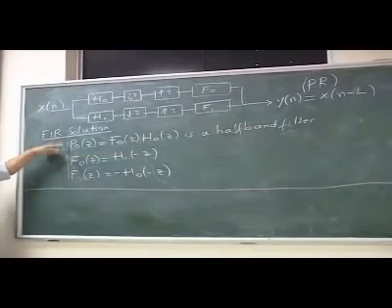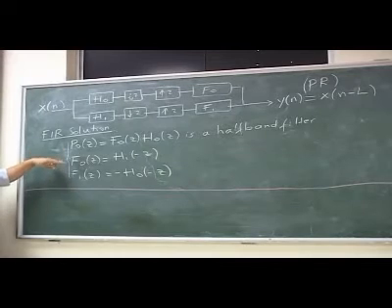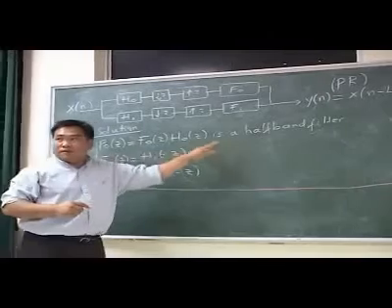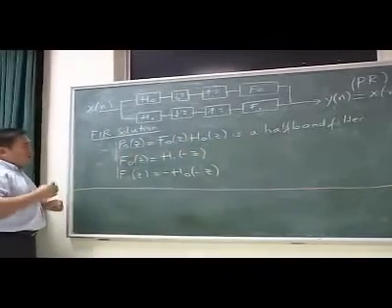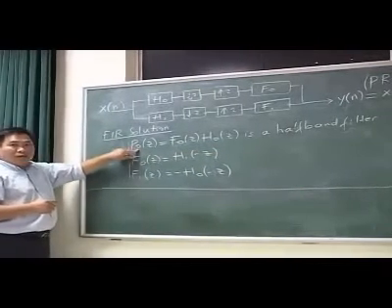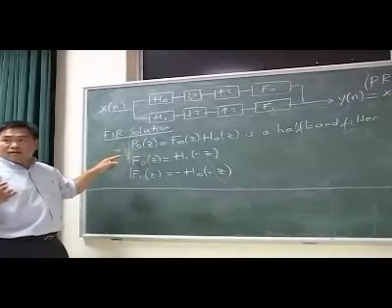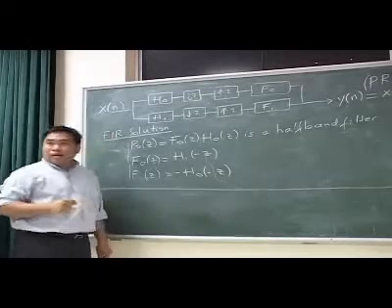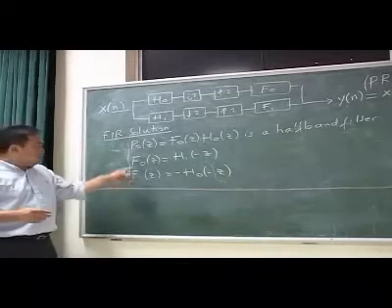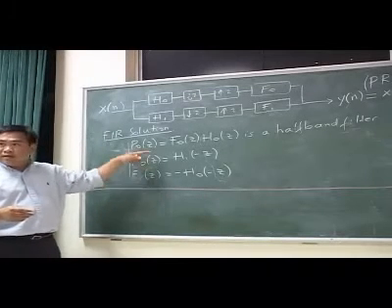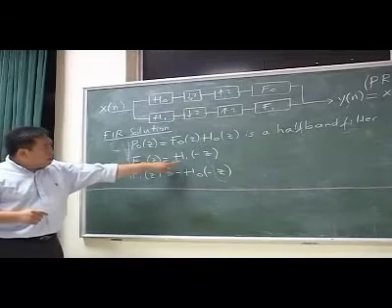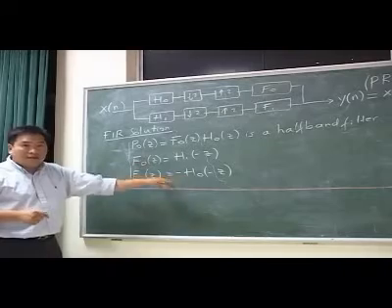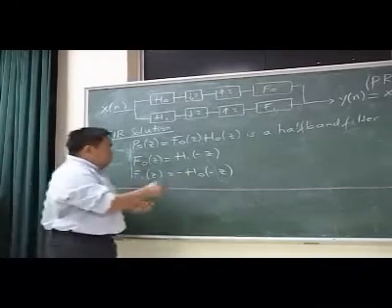Here's a summary. Basically, you have to find a half band filter P0 of z. After we find the half band filter P0 of z, we factorize P0 into F0 and H0, and when you do that, you're done, because the other two filters are related to H0 and F0.